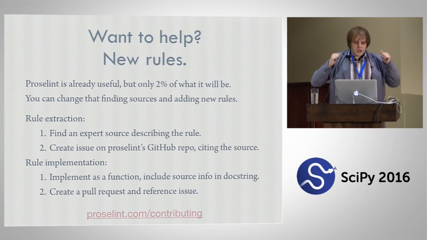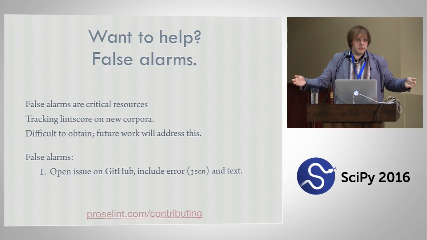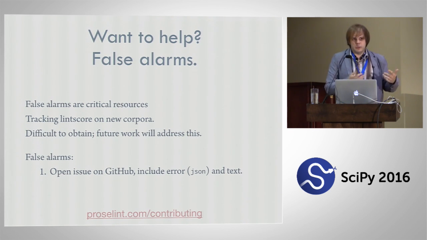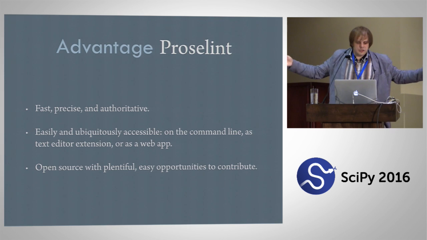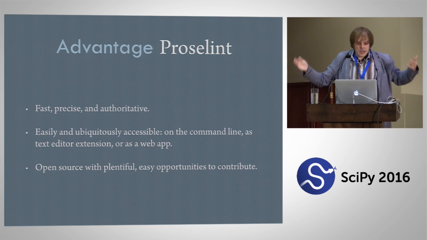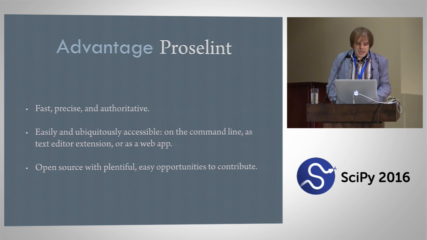If you want to help us out, there are new rules that you can find and give us, either by extracting them as an editor or implementing them in code. You can tell us what false alarms exist, because believe it or not, this is really hard to establish and measure. Anything you want to give in those terms would be very helpful. And of course, donations are gladly accepted. So the advantages of Proselint: we are fast, precise, and authoritative. You can easily and ubiquitously access it on the command line, text editor, or web app, and it's open source with plenty of easy opportunities to contribute.